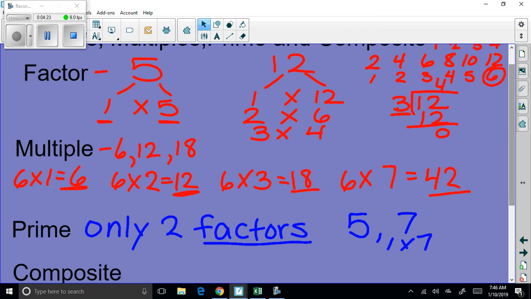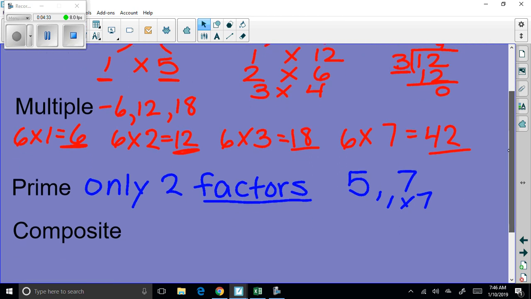And then I'm going to include a video of the sieve of Eratosthenes so that you can see how to figure out from 1 to 100 what the prime numbers are.